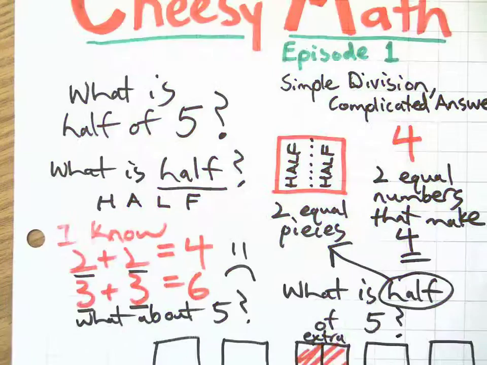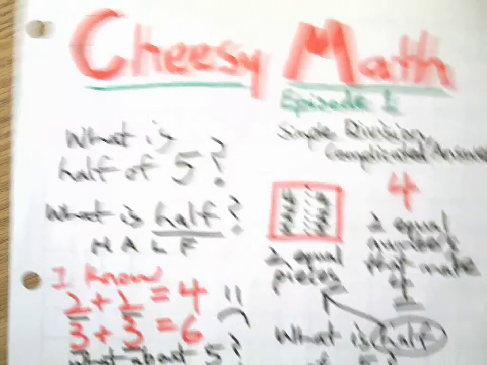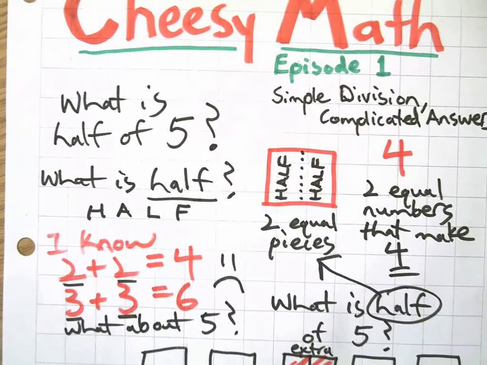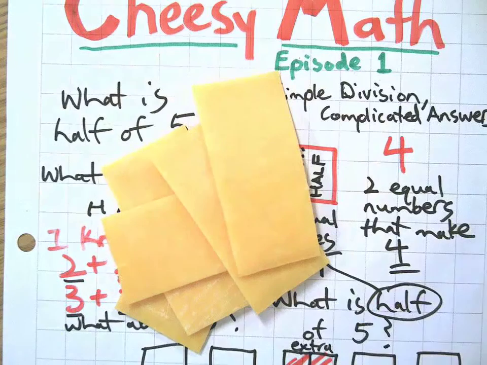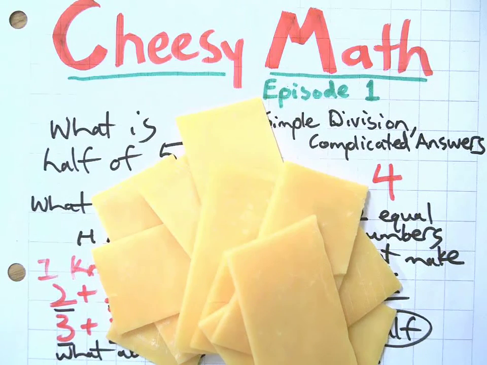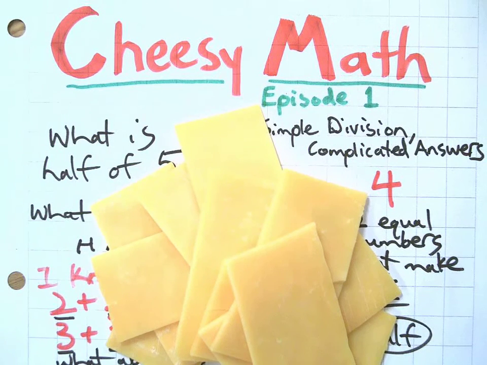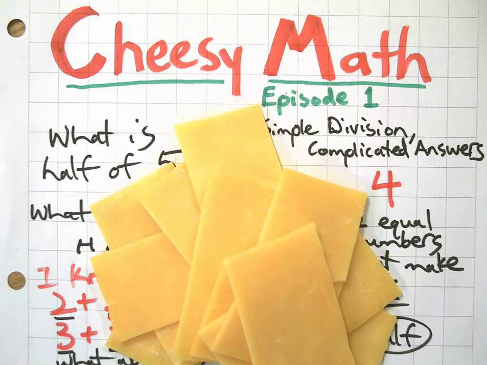Hey, we have 2 different ways to do this problem. Yay! So, that's it. Let's finish this up. Cheesy math. There's 2 ways to find what is half of 5, or what is half of anything. And one way to do it, if you have some old cheese laying around, is start cutting the cheese. If you don't have cheese laying around, you can always draw pictures.